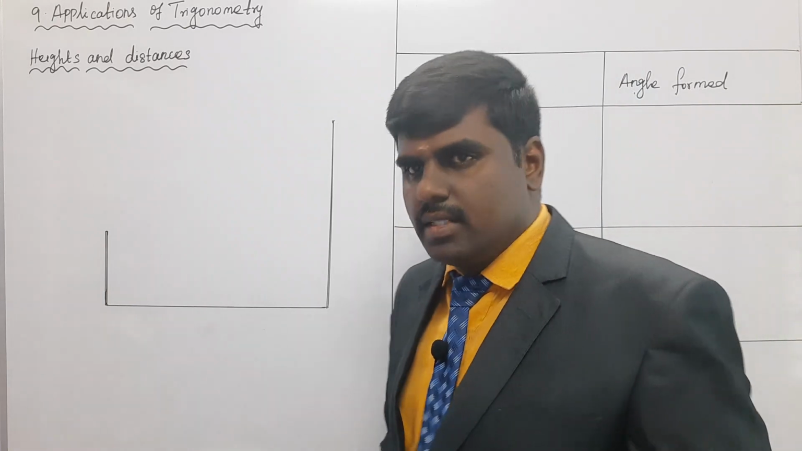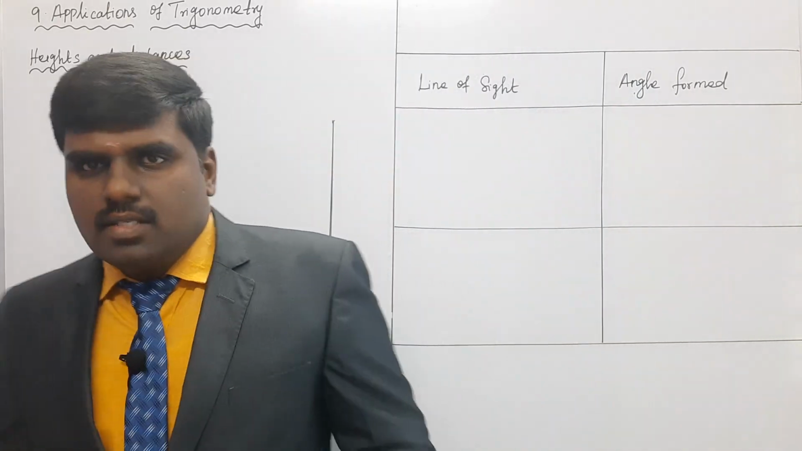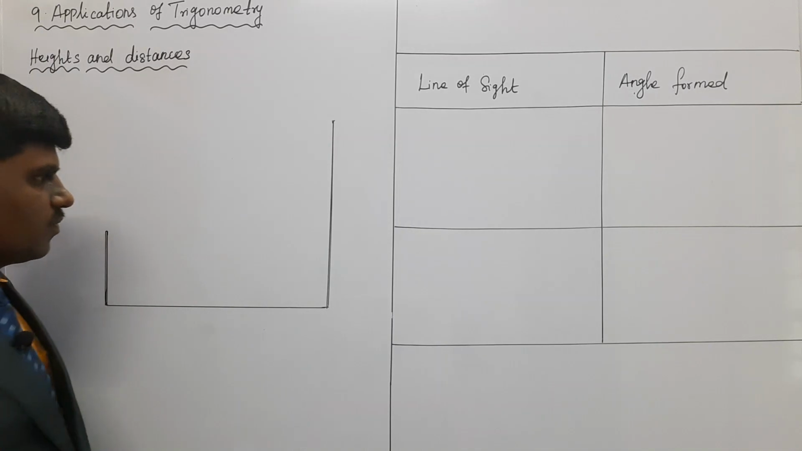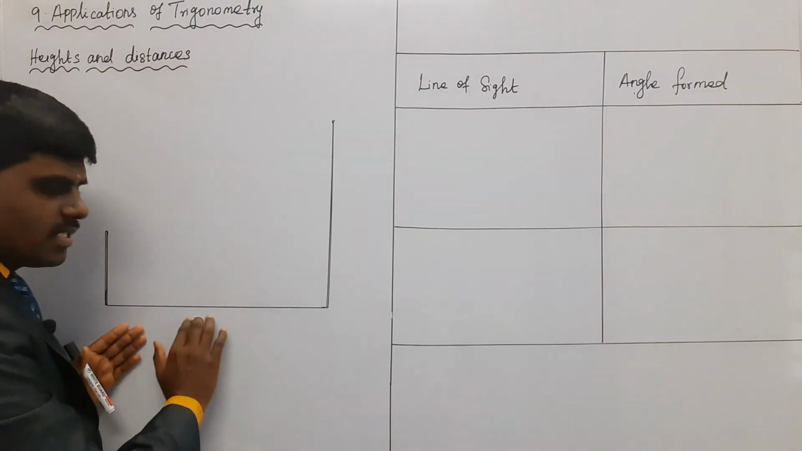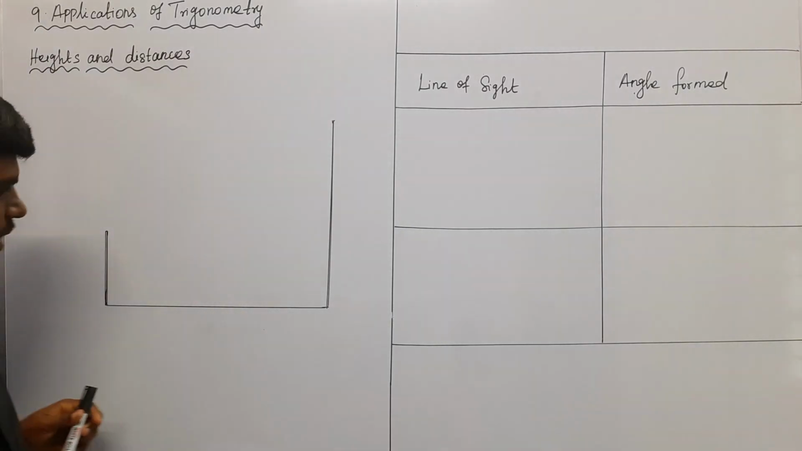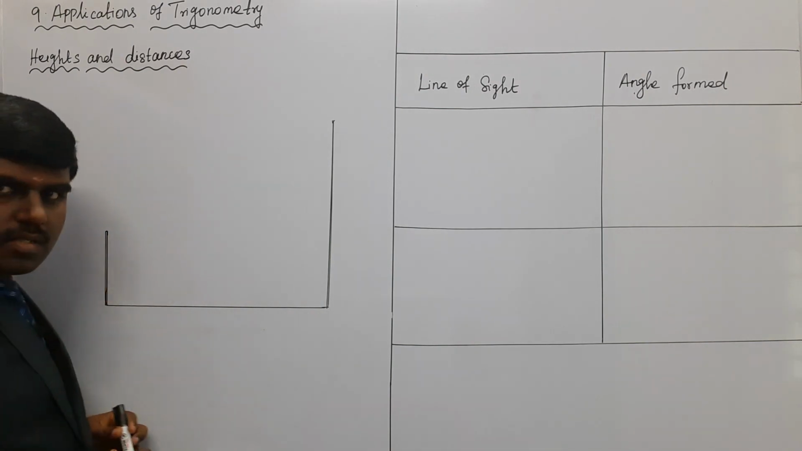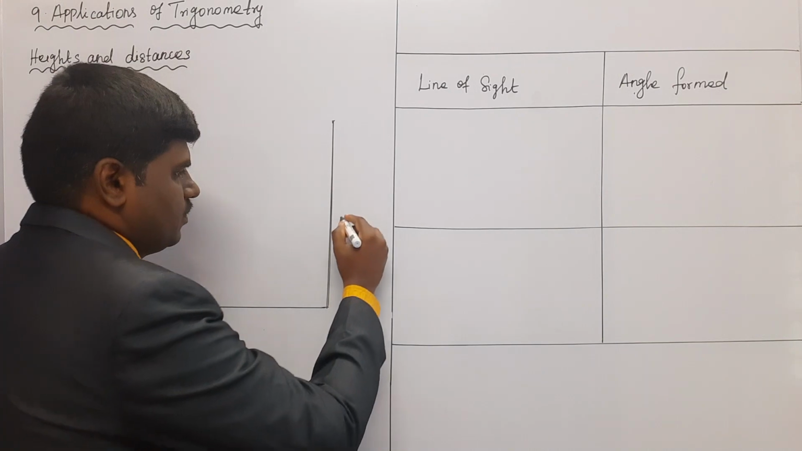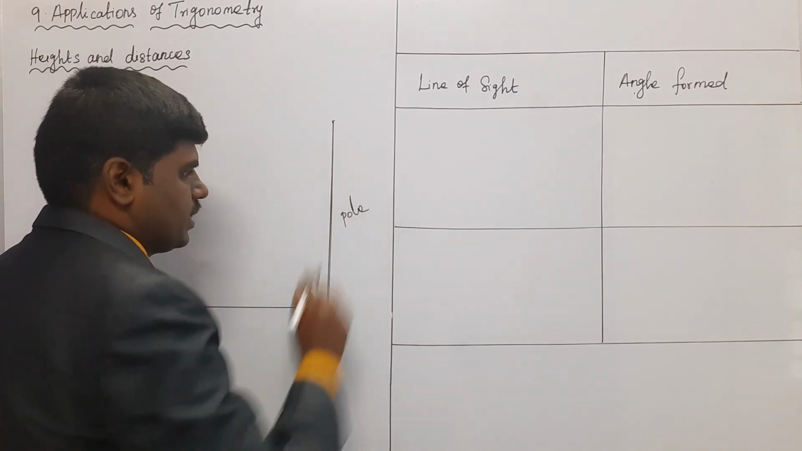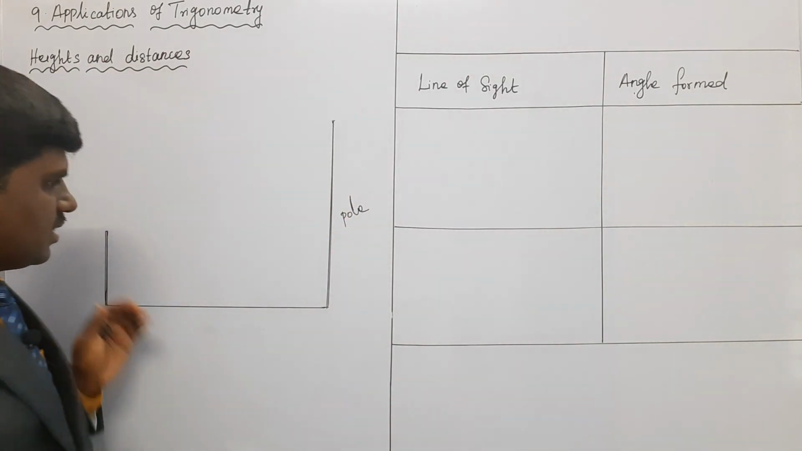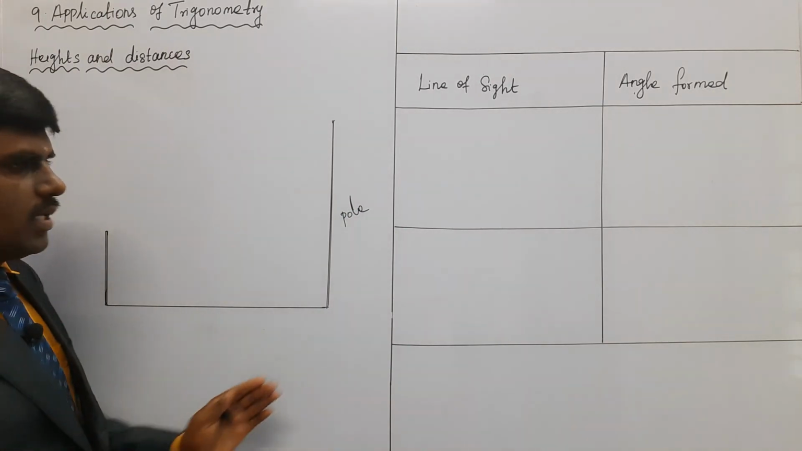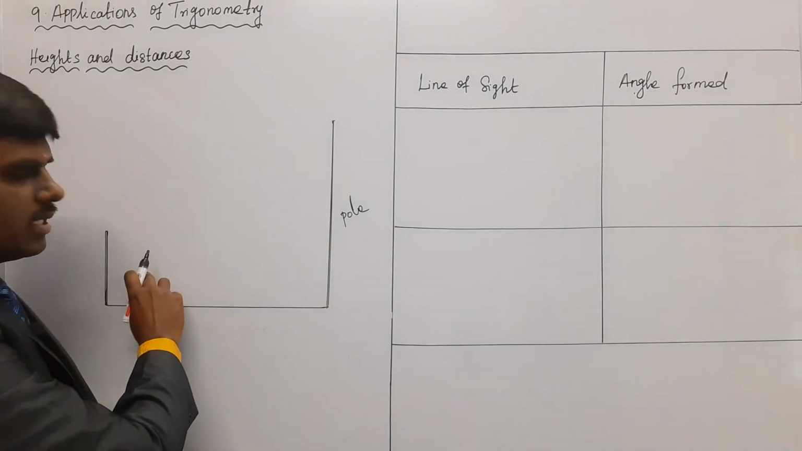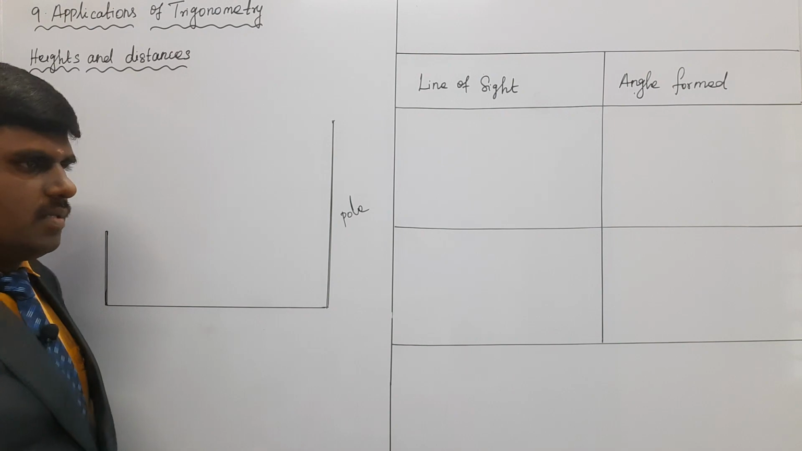We know that height and distance is clear. Let's see what the main applications are here. Consider the ground level. One person is standing here, and there is one pole. The person looks at the pole.